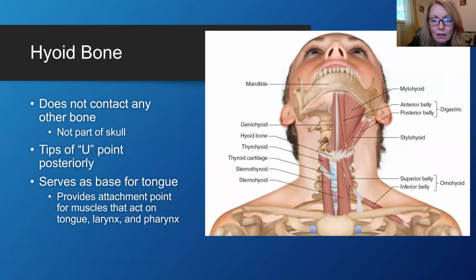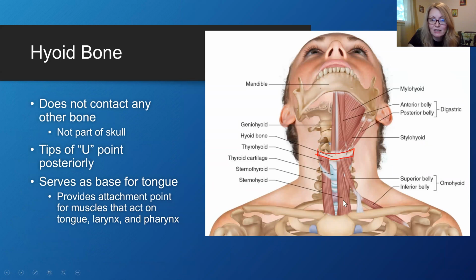Hyoid bone, right there. It does not contact any bone directly. It's not part of the skull. It's the bone that serves as a base for many muscle attachments. You know, so many muscles are attached to this bone. And it's also a base for the tongue. It provides an attachment point for muscles that act on the tongue, larynx, and pharynx.